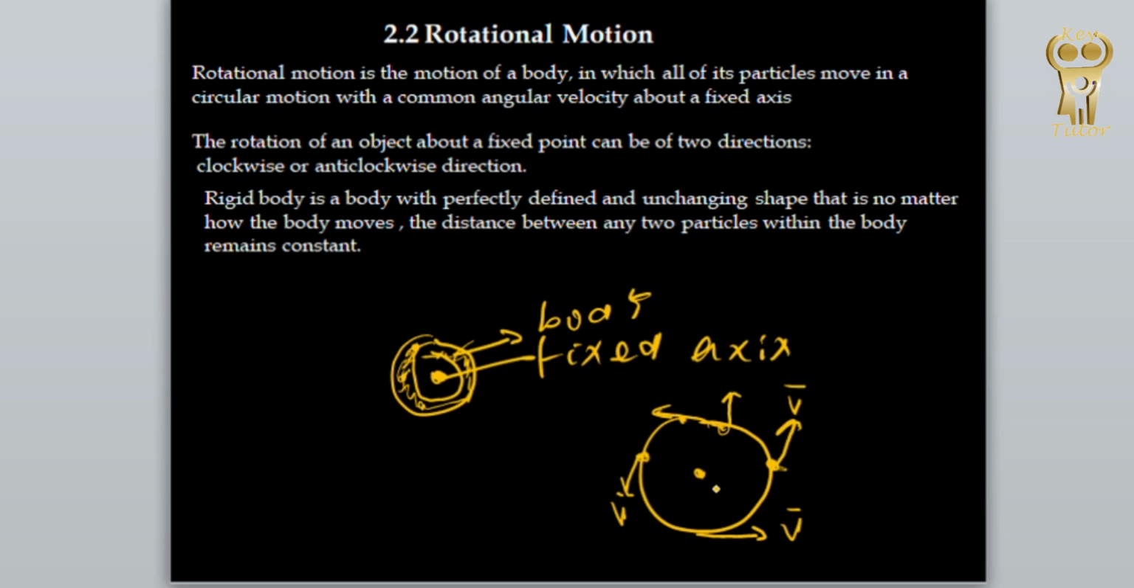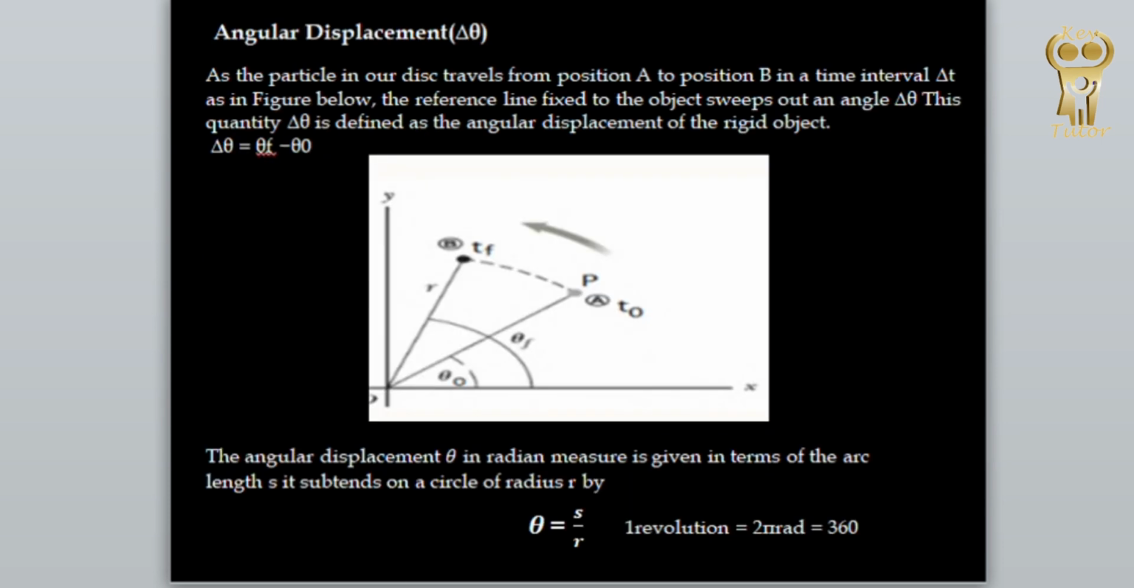It is always the same, it remains constant. The separation distance in a rigid body is always constant. Okay, it does not change at all. Okay, there is different parameters, there is different physical quantity that can express the rotational motion.